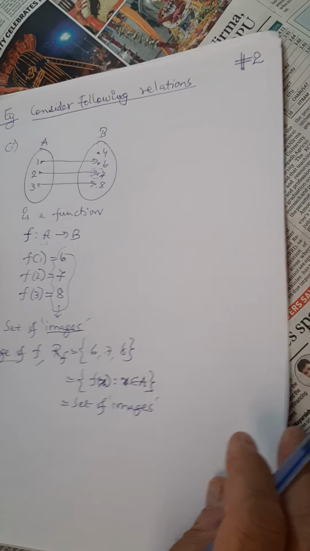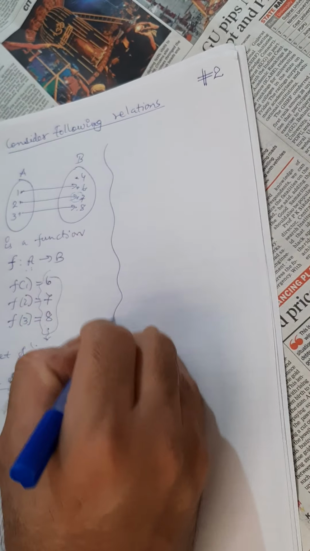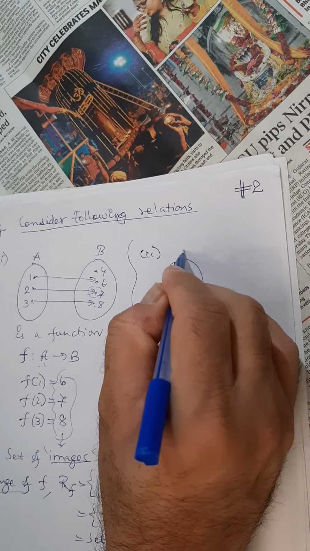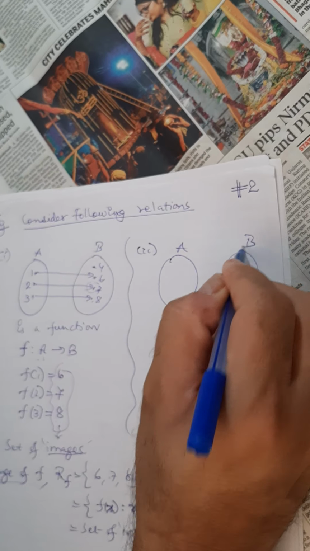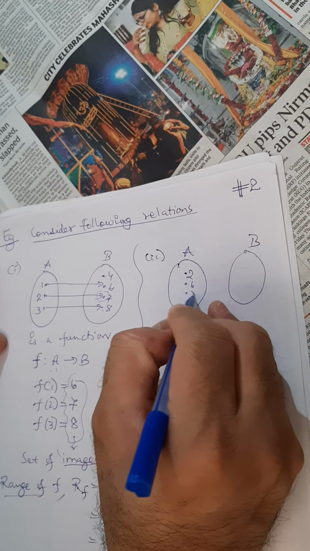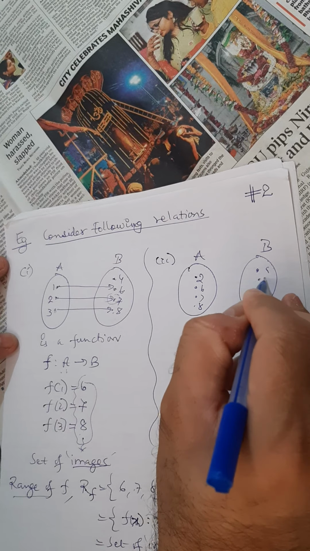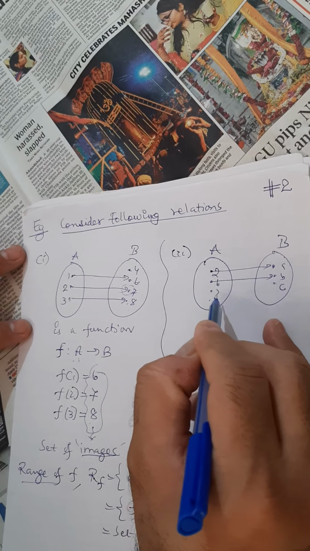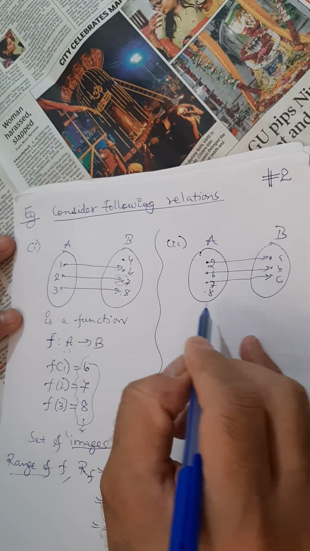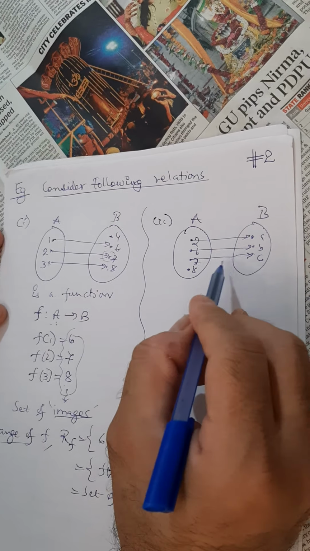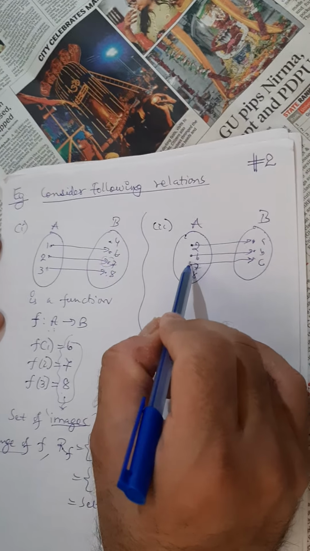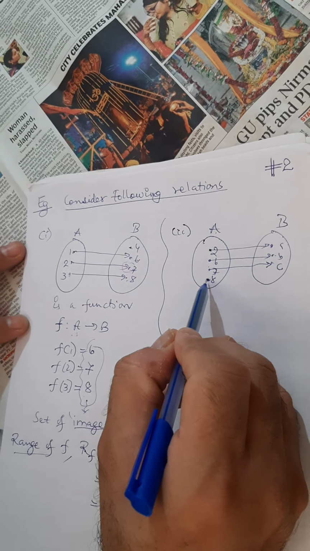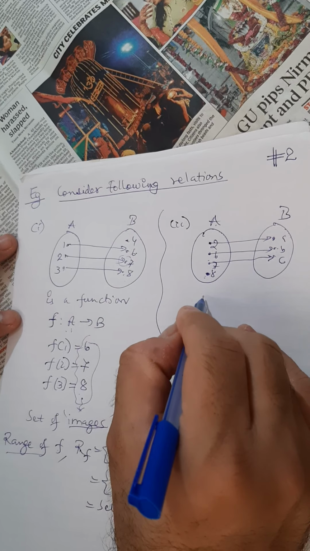Now I'll take one more example here. Let me take this one, second one. Suppose one set A here, another set B here. Suppose I have here 2, 6, 7, 8. Here suppose I have A, B, C, 3 members. Suppose 2 connected with A, 6 connected with B, 7 connected with C. Now here you can see that every member of the first set is not connected with the members of B. One member extra, 8, is left here, which is not connected with any member of the domain.